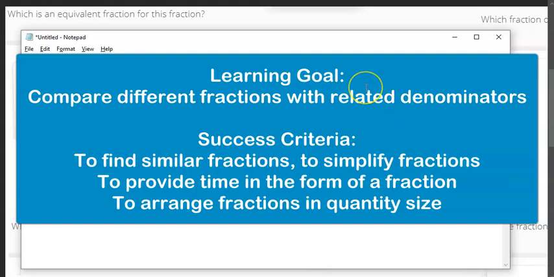The learning goal for this skill is to compare different fractions with related denominators, and the success criteria is to find similar fractions, to simplify fractions, to provide time in the form of a fraction, and to also be able to arrange fractions in quantity size, either from smallest to largest or largest to smallest.